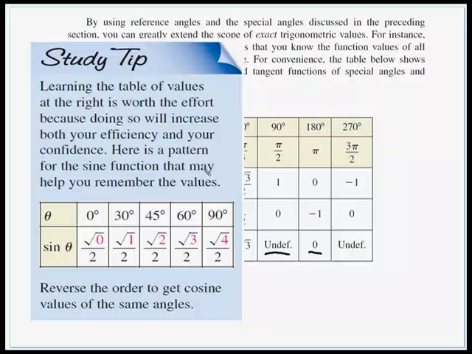Here's a pattern for the sine function that may help you remember the values. We just got to remember our special angles: 0, 30, 45, 60, 90. And for the sine values, we start small. Our denominators are always 2. Our numerators: square root of 0, square root of 1, square root of 2, square root of 3, square root of 4. Well, the square root of 0 is 0, and divided by 2 is 0.